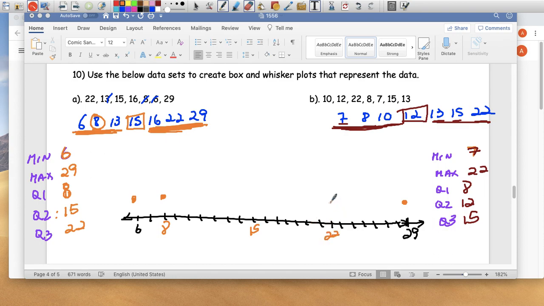So the first box and whiskers, yeah. Here's my whisker, here's my whisker on the right side, and here's my box.